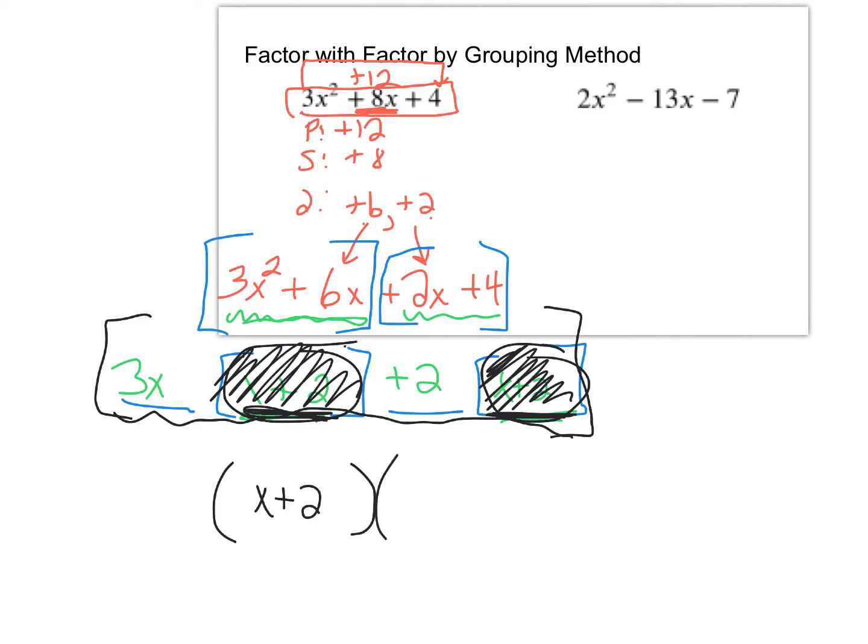Second parenthesis is all the garbage left over on the outside of this thing. So that's your 3x, and that's your plus 2. So 3x plus 2, and there it is.